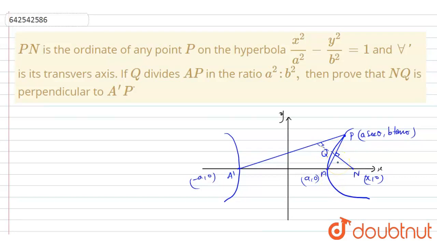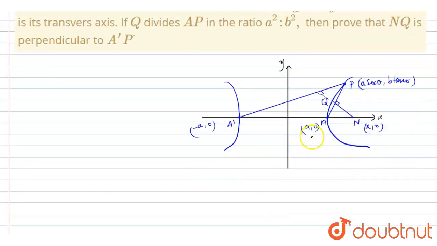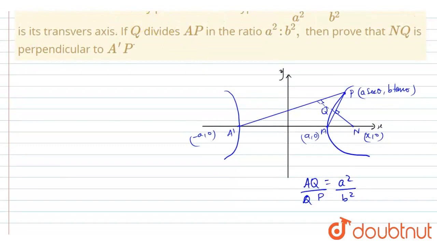Now I am going to find the coordinates of Q. It is given that A Q divided by Q P equals a squared divided by b squared. Okay students, let's solve the problem. I am going to find the coordinates of Q.